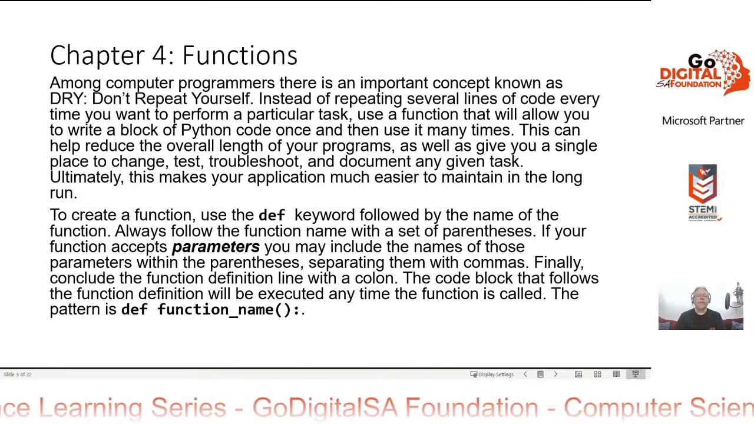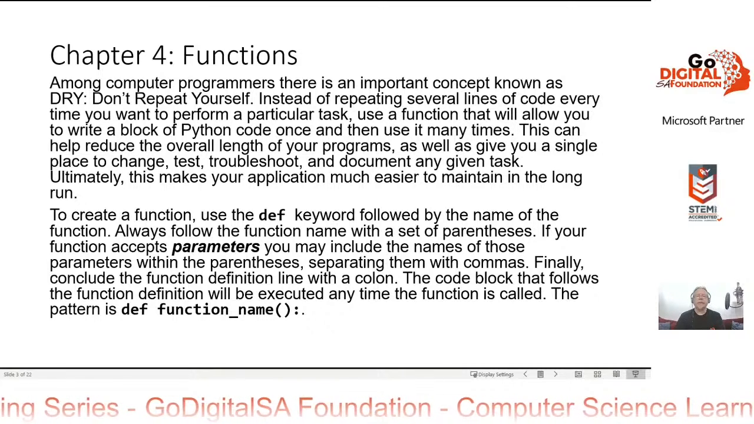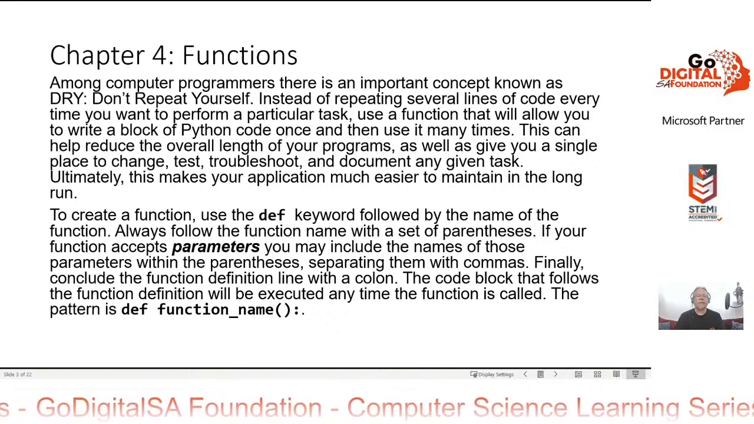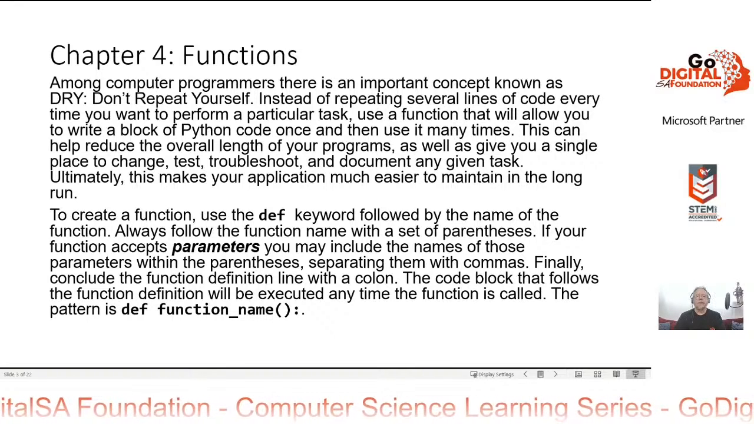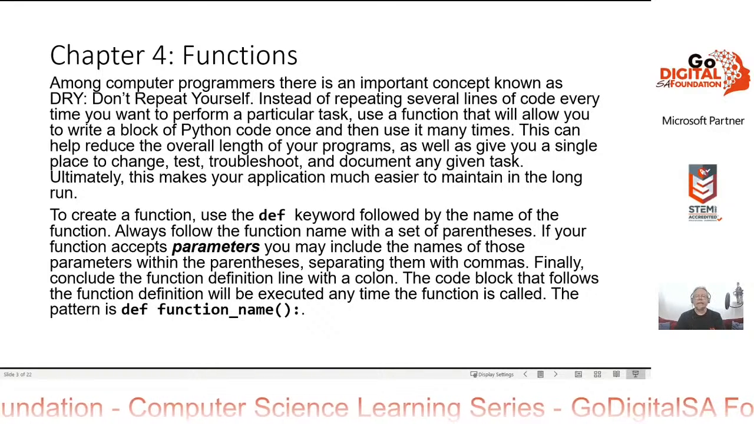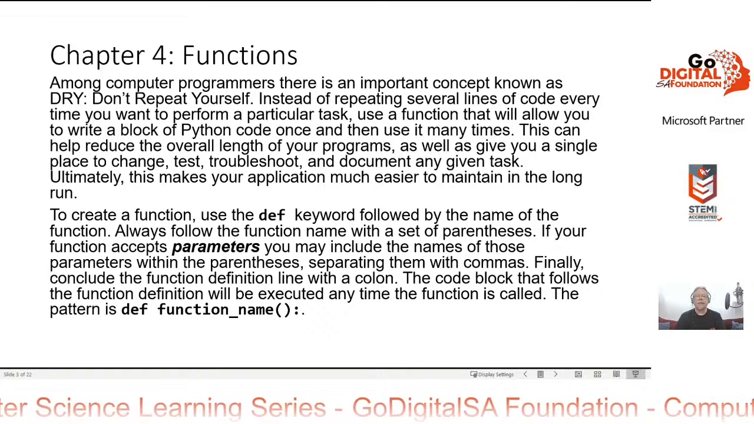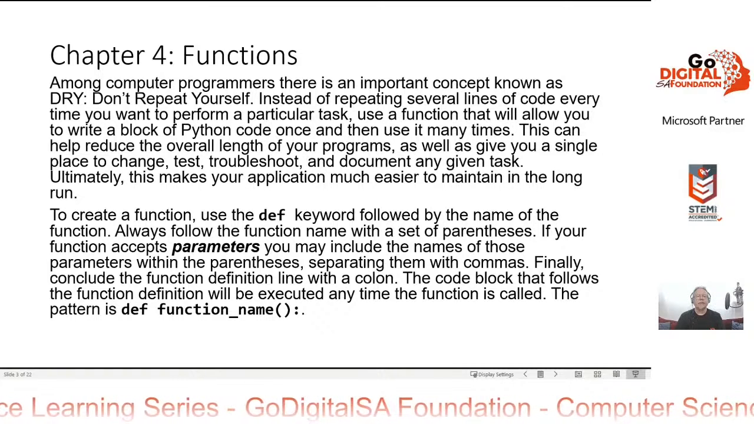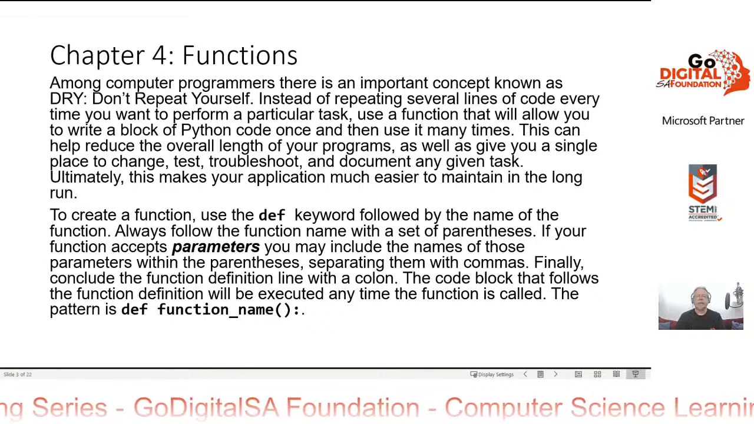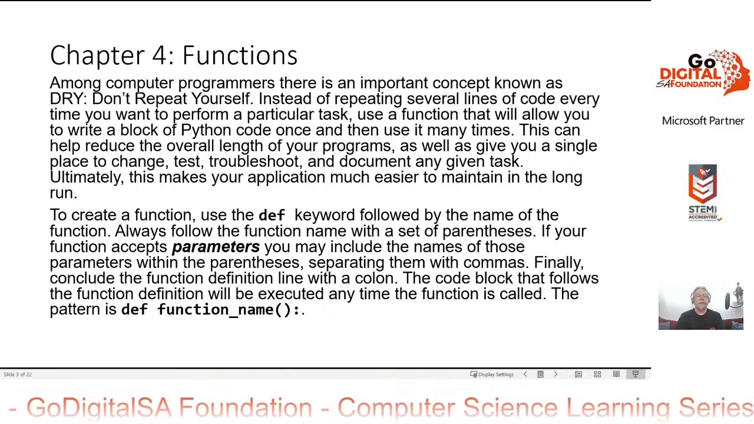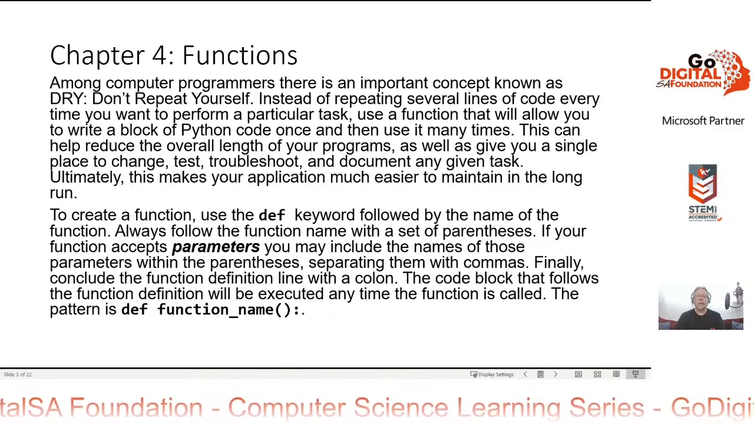To create a function, use the def keyword followed by the name of the function. Always follow the function name with a set of parentheses. If your function accepts parameters, you may include the name of those parameters within the parentheses, separating them with commas. Finally, conclude the function definition line with a colon.